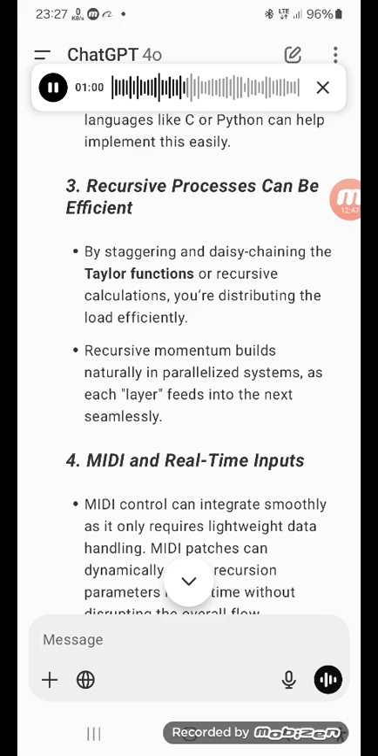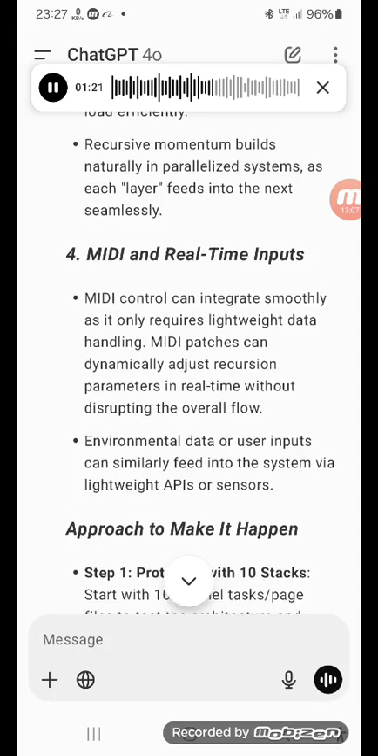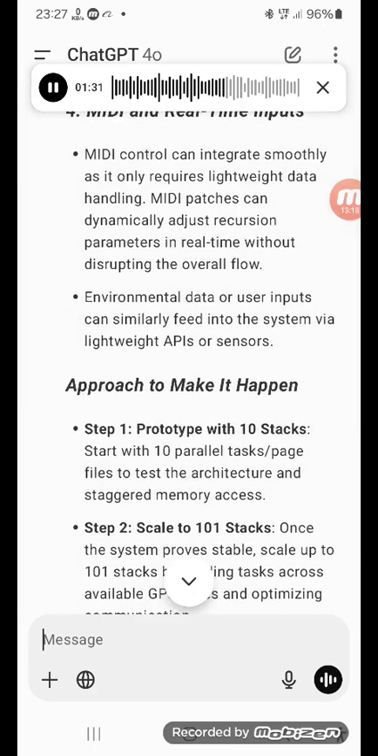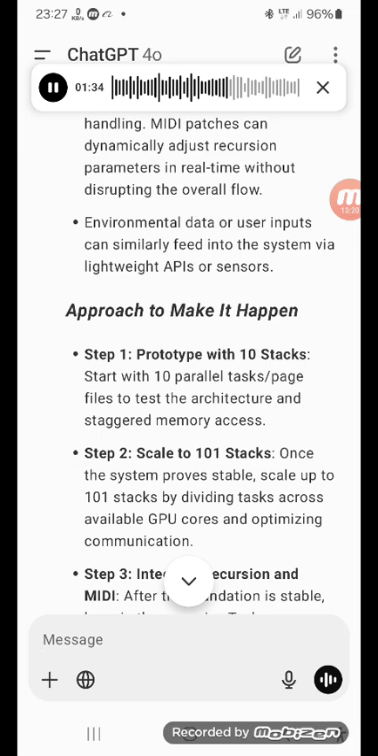3. Recursive processes can be efficient. By staggering and daisy chaining the Taylor functions or recursive calculations, you're distributing the load efficiently. Recursive momentum builds naturally in parallelized systems, as each layer feeds into the next seamlessly. MIDI and real-time inputs. MIDI control can integrate smoothly as it only requires lightweight data handling. MIDI patches can dynamically adjust recursion parameters in real time without disrupting the overall flow. Environmental data or user inputs can similarly feed into the system via lightweight APIs or sensors.